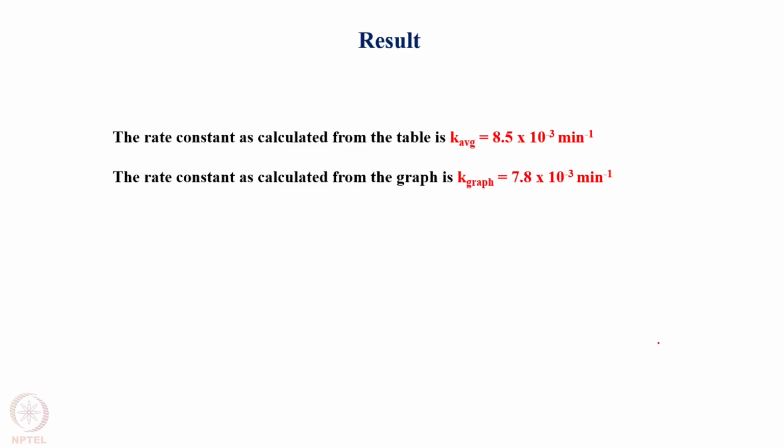So this is the result: the value of rate constant which is calculated from the table is 8.5 × 10^-3 minute inverse, and the value which is calculated from the graph is 7.8 × 10^-3 minute inverse for an acidic hydrolysis of ester.